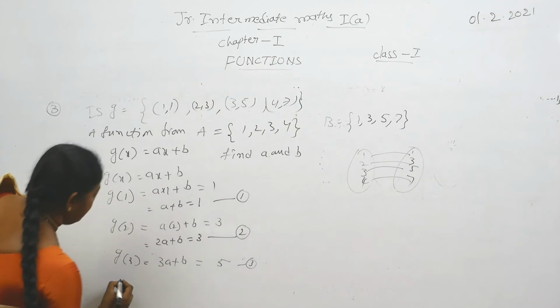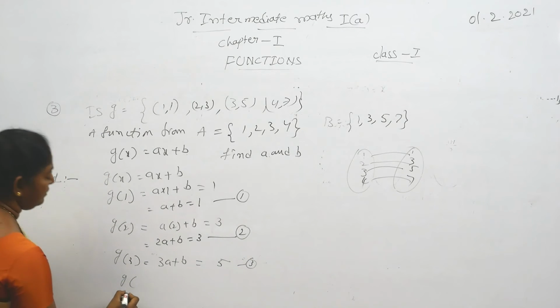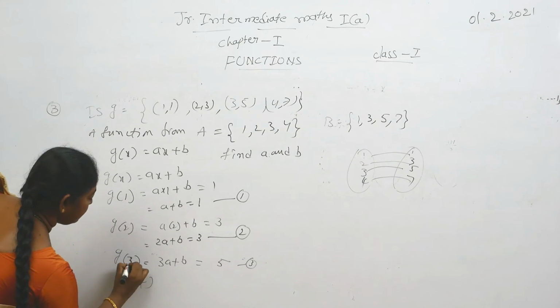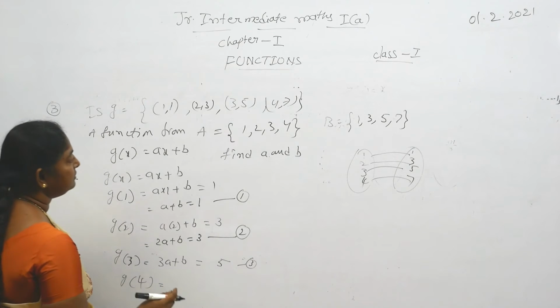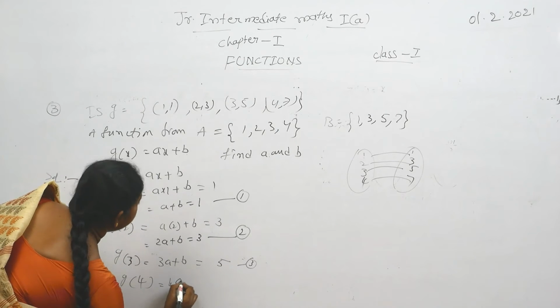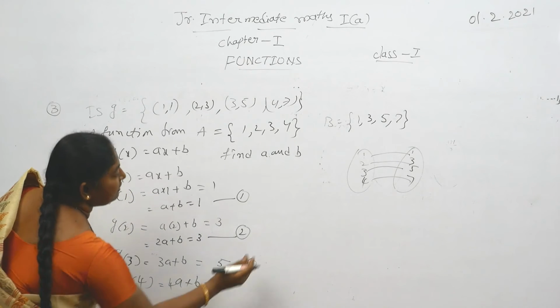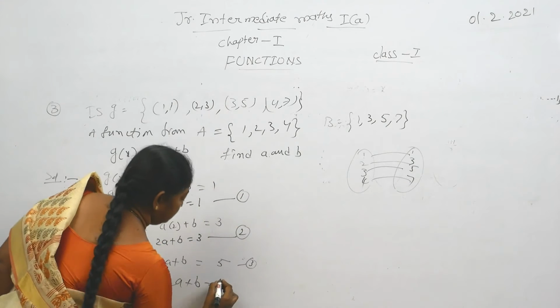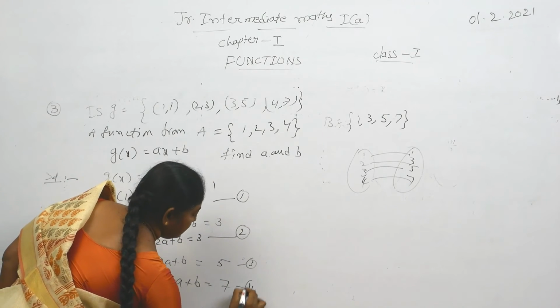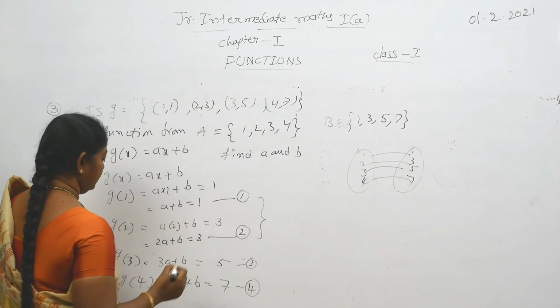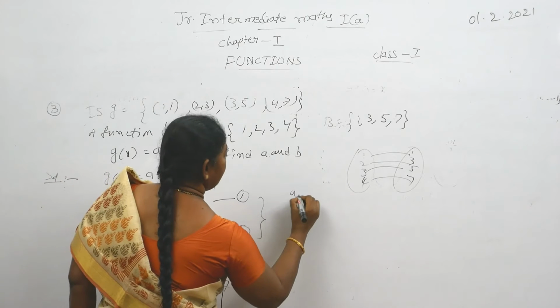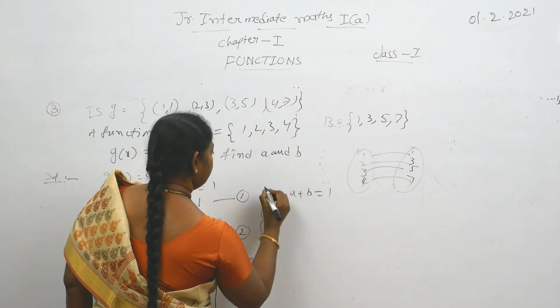Third condition. And g of 4 equal to 4a plus b equal to 7. So, from conditions 1 and 2, a plus b equal to 1.